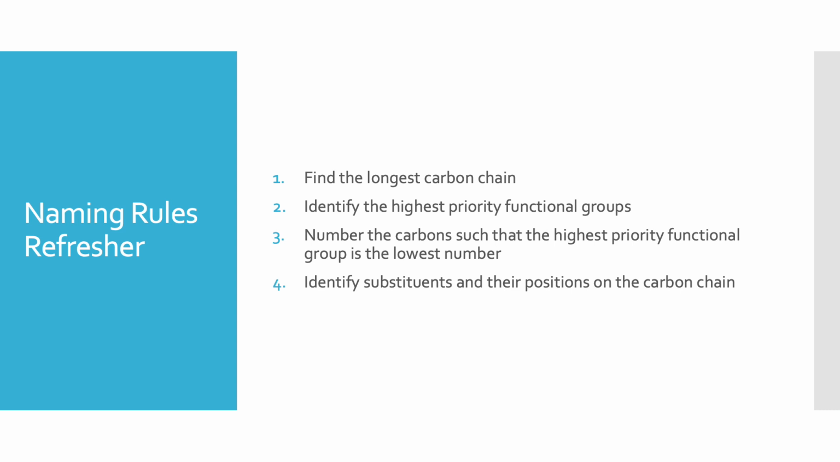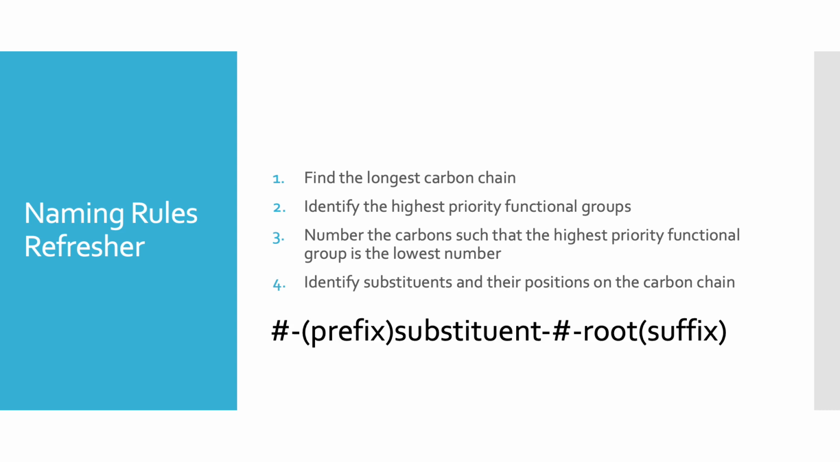And in case you forgot, let's go over our naming rules. When naming a regular alkyl chain, we follow 4 steps. First is to identify our longest carbon chain, which will be our main chain. Then we identify the highest priority functional groups and number our chain to give the lowest numbers possible. Then we name the chain and substituents based on their prefixes or suffixes. We've got a formula here.